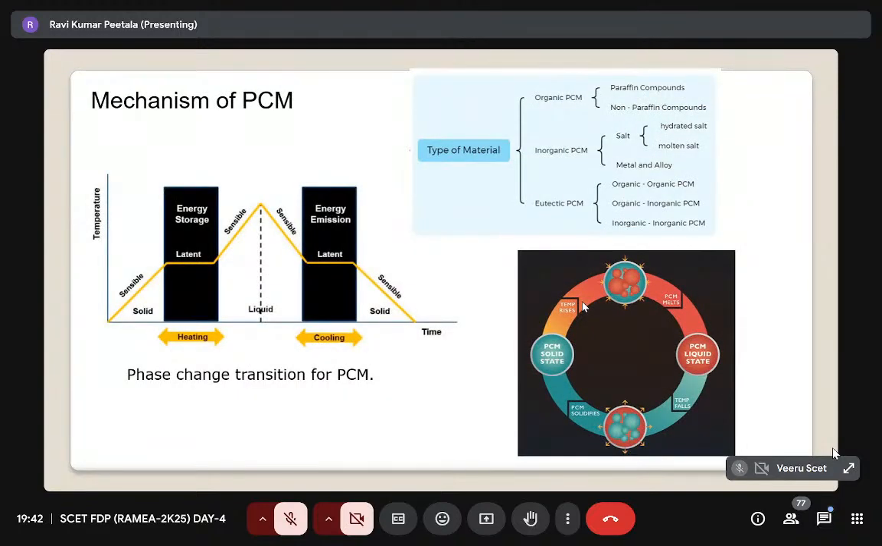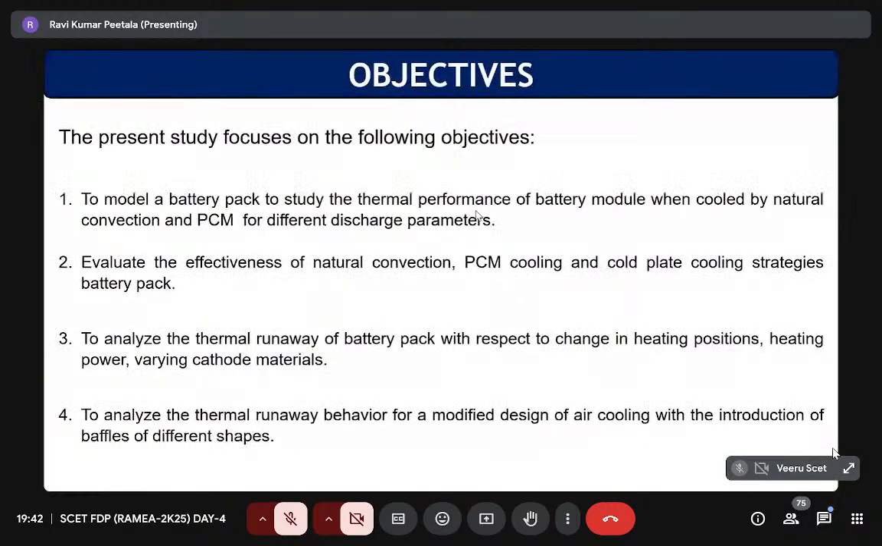So these are the mechanisms. There are different types of PCMs used, which are organic PCMs, inorganic PCMs, and eutectic PCMs. The paraffin and non-paraffin compounds are the organic PCM materials, and salt hydrates and molten salts are the inorganic ones, and metals and alloys are used as PCM too. So these are the advantages of each material. Based on your application, we have to choose the PCM material and how much we have to take.